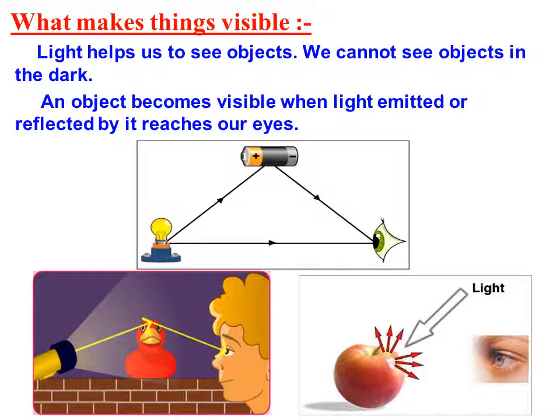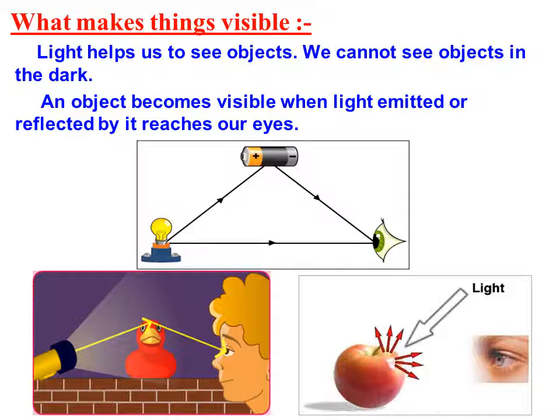So first of all, what makes things visible? Light helps us to see objects. We cannot see objects in the dark. An object becomes visible when light emitted or reflected by it reaches our eye. For example, let's take a bulb. We can see the bulb.